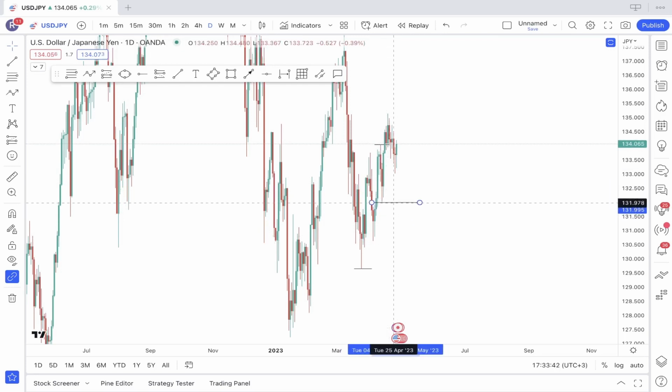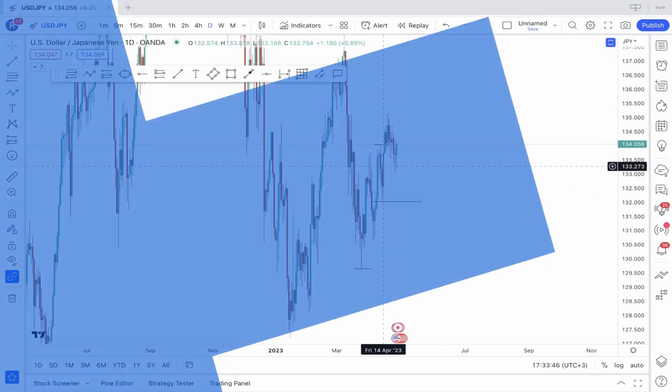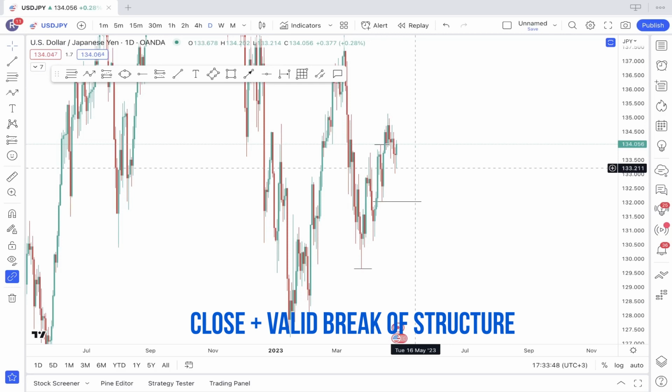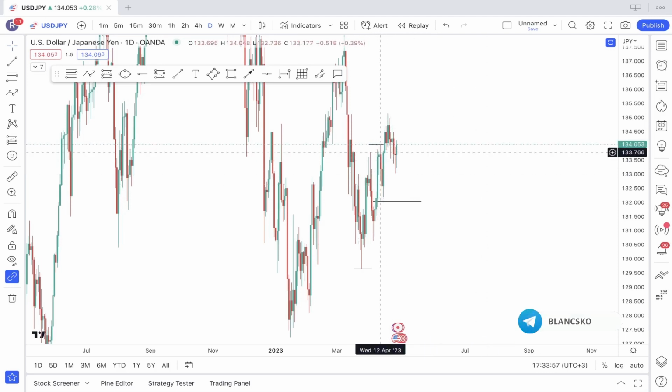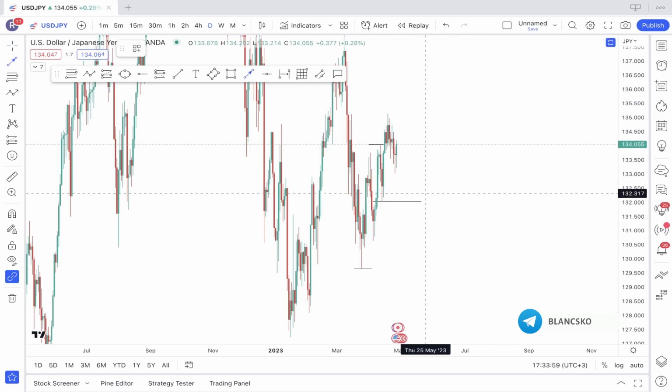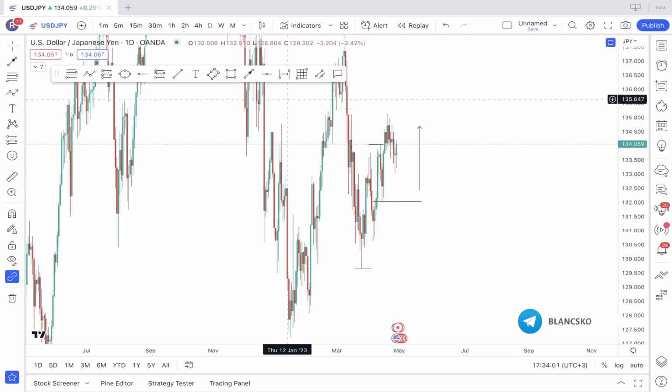Followed by another valid low because we closed fully above this red candle, and we also have a valid break of structure of this high. So now, since we know that this is a valid break of structure, we now have a bullish range. We know that we are in a bullish range. And check this out. We go on the 4-hour.